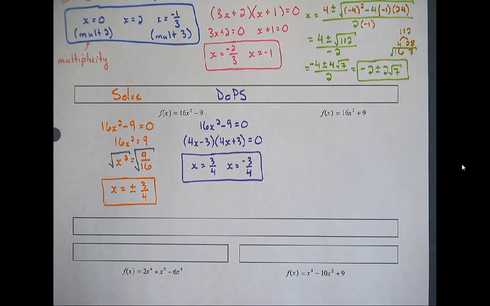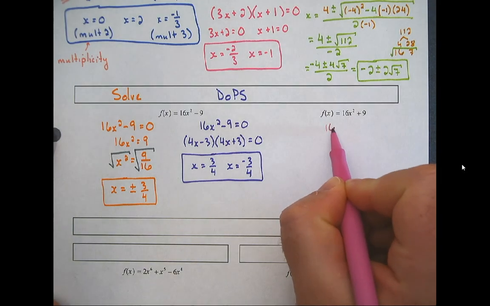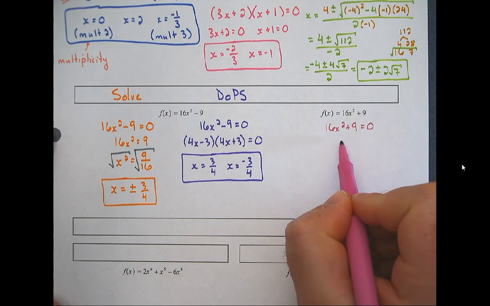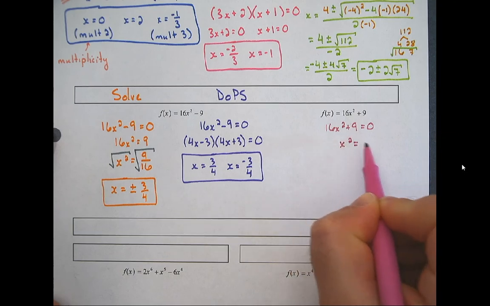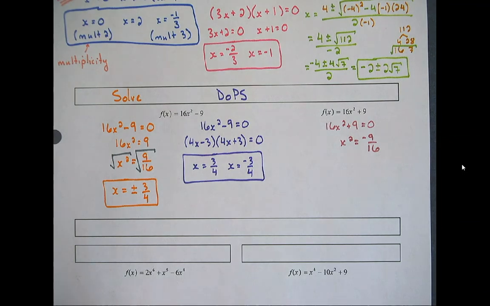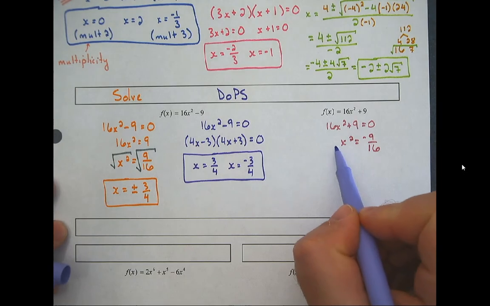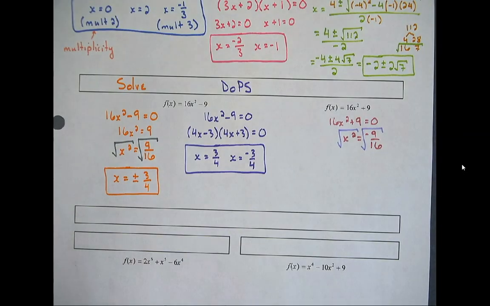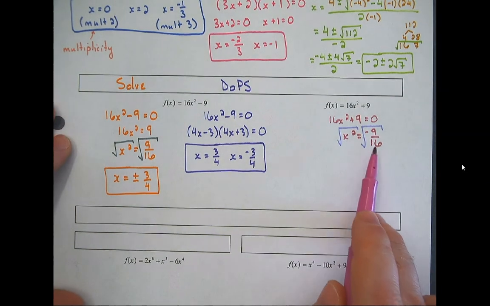So as I try to solve this, 16x squared plus 9 equals 0. Bump over the 9, divide by the 16. I would get negative 9/16. Who's keeping x from being by himself? Squared. What kills squared? Square root. Square root. And then we have a problem here, because what are we trying to square root?